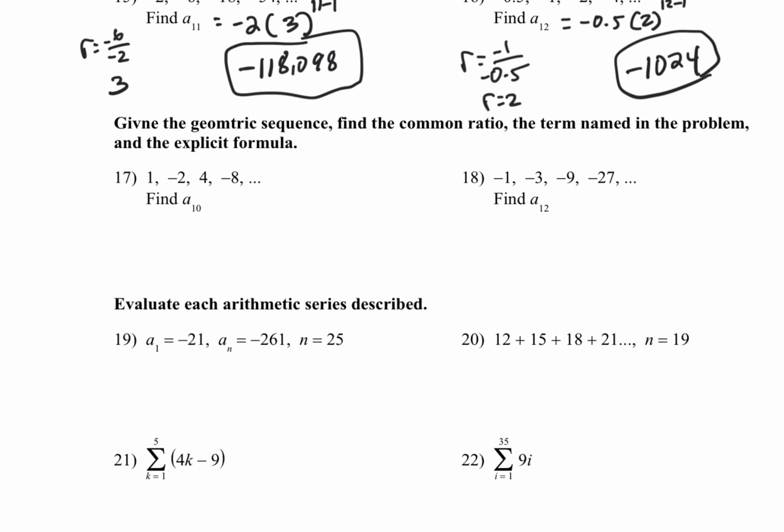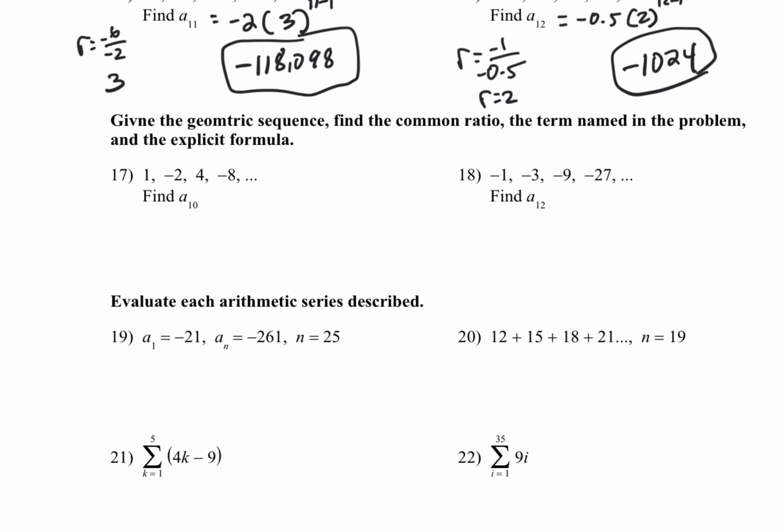Number 17, given the geometric sequence, find the common ratio. So now we're given the geometric sequence. Again, we have to find the common ratio and then find the terms. So the ratio, negative 2 divided by 1, is negative 2, so there's your common ratio. So it's going to be 1 times negative 2 to the 10 minus 1. So 1 times negative 2 raised to the 9th. Negative 512. It also says state the explicit formula. It's right there.